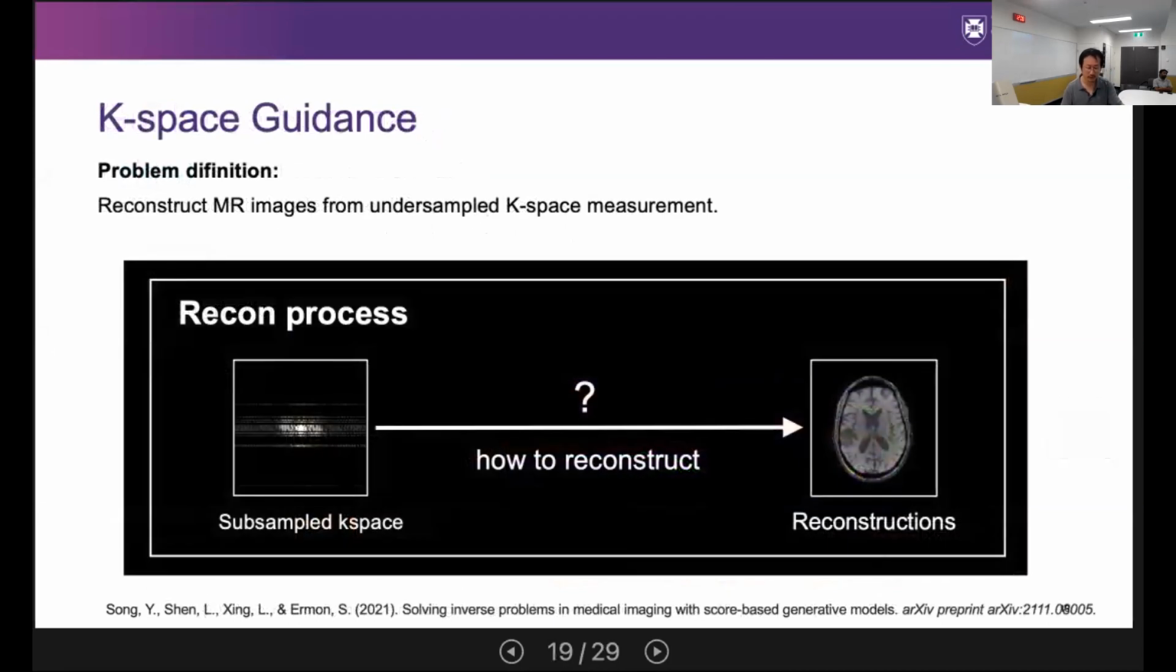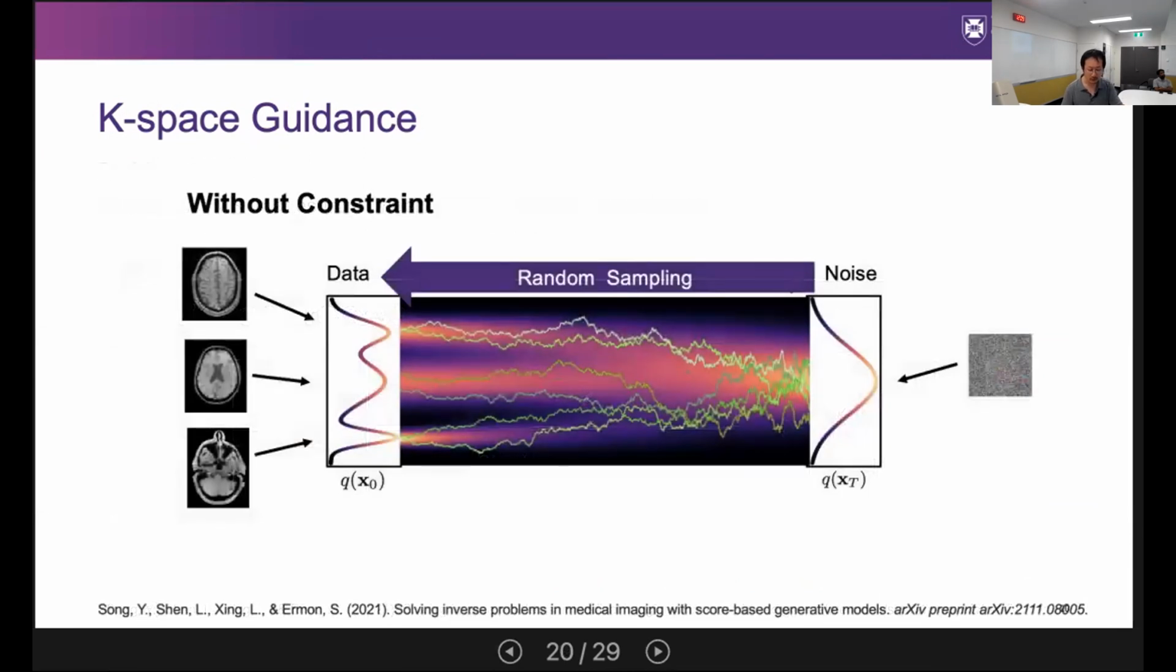Let me introduce an application about k-space-based guidance. The k-space-based guidance is used to reconstruct MR images from undersampled k-space measurements. In this application, the undersampled k-space measurement provides the constraints, guiding the sampling process towards samples that are consistent with the subsampled measurement, while providing proper detailed samples from diffusion models. So with no constraints, the trained diffusion model can synthesize high quality samples randomly, as illustrated in the left of the figure.